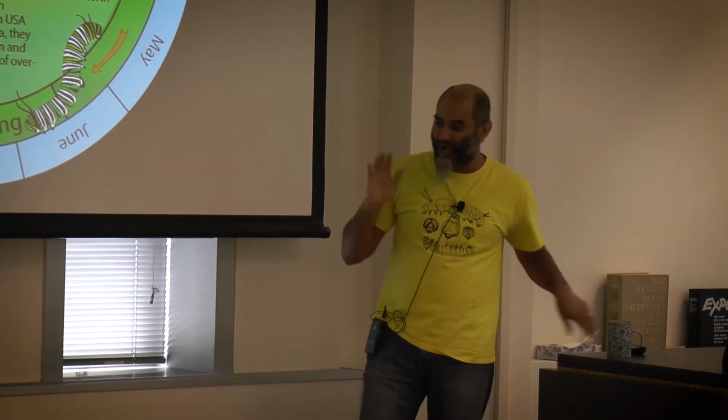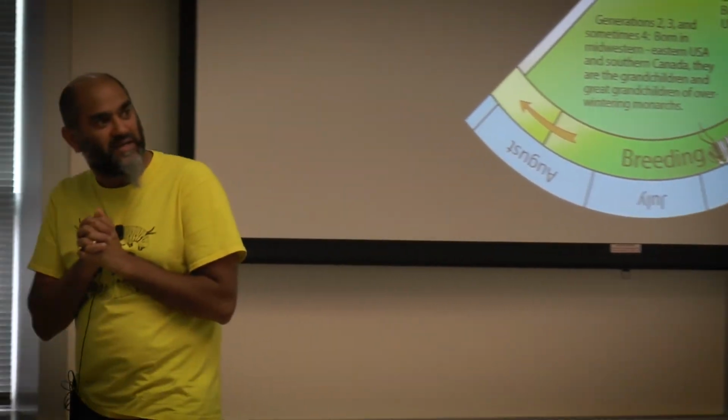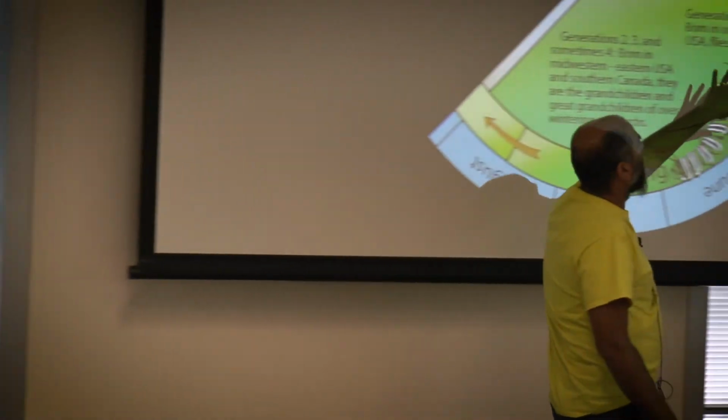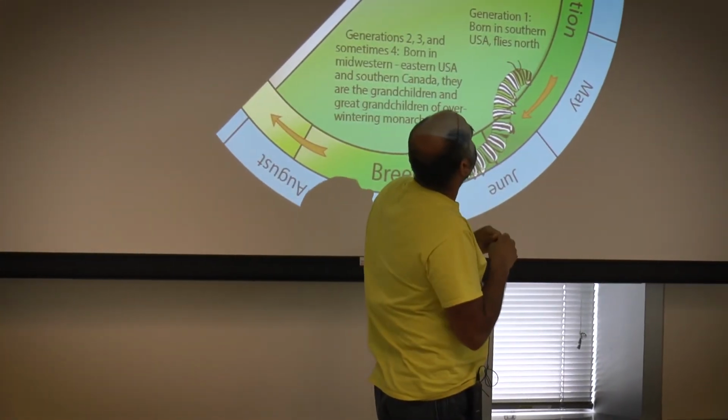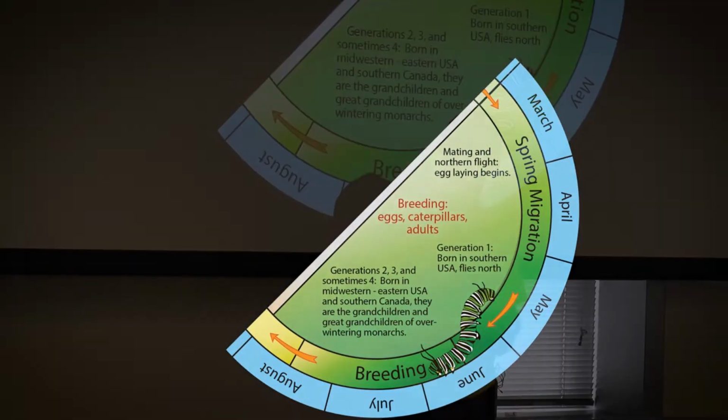Okay, a little bit more on the life cycle and natural history of these things. So where are we right now in the annual migratory cycle? We're in April. What's happening? Well, what's happening is the monarchs have arrived in the southern U.S. from overwintering in Mexico. I'll talk more about Mexico in a minute.